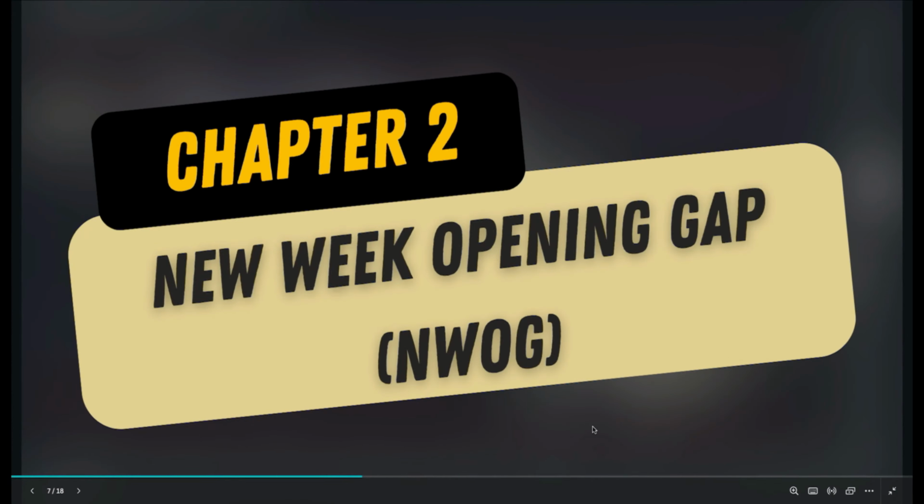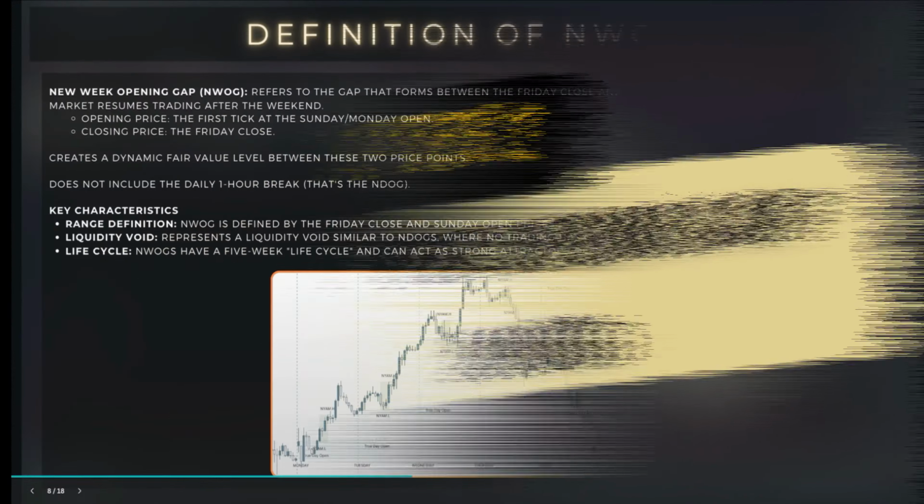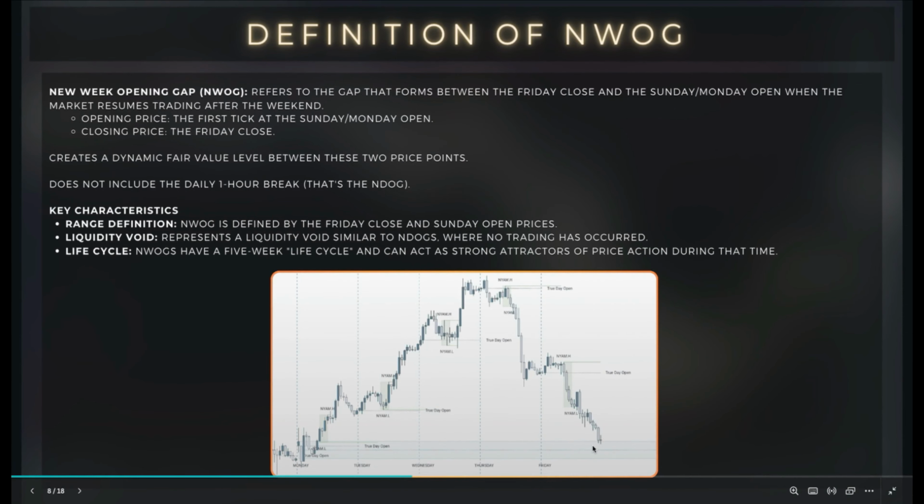All right, so chapter 2, the new week opening gap, NWOG for short. Let's begin. Okay, so let's start with the definition of new week opening gap. This refers to the gap that forms between the Friday close and the Sunday/Monday open when the market resumes trading after the weekend. Opening price: the first tick at the Sunday/Monday open. Closing price: the Friday close.